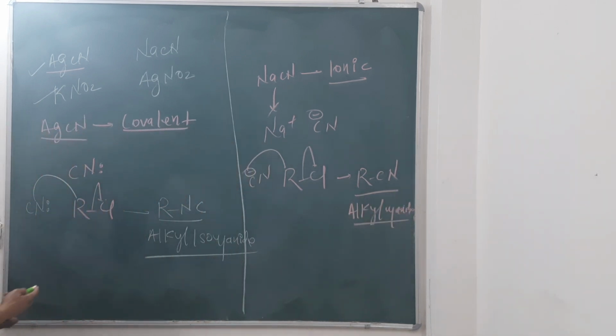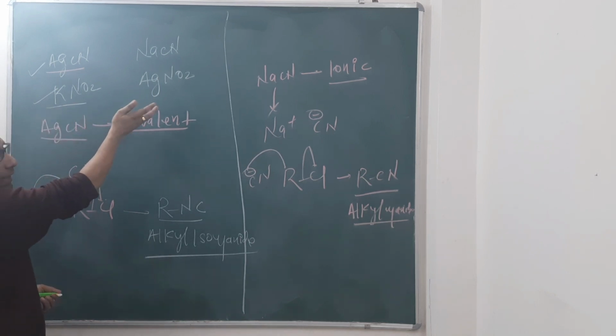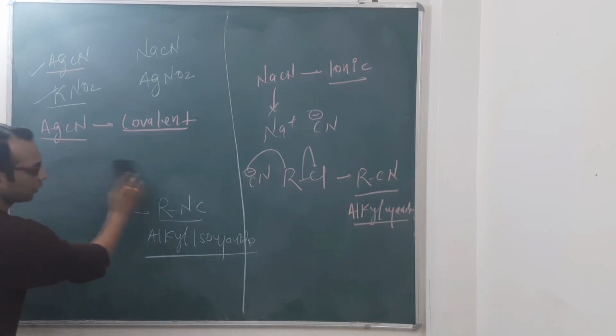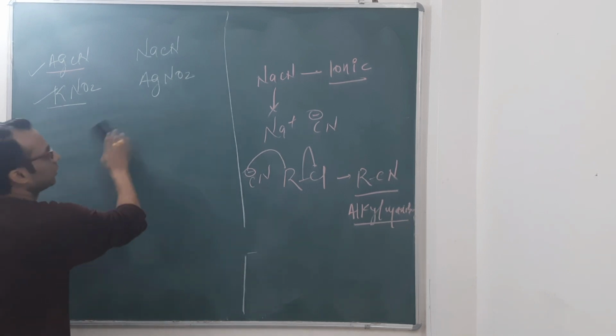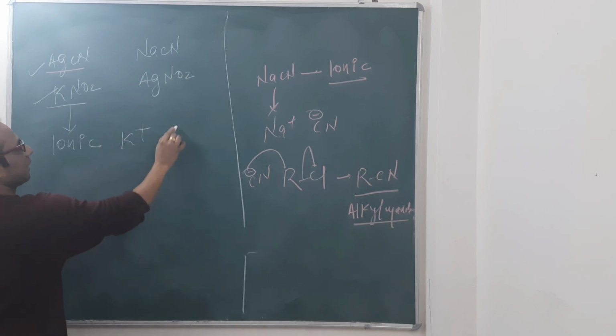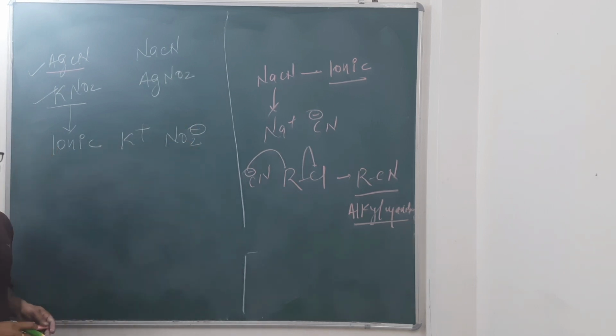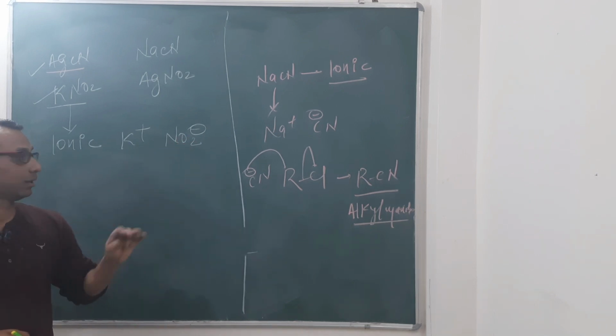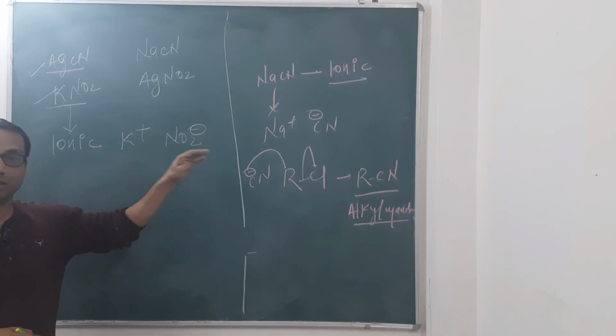Okay, now we talk about KNO2. The same logic will apply on KNO2 and AgNO2. What logic? KNO2 will behave as an ionic compound. So just note that. See, the KNO2, students, is what? Ionic compound. It will dissociate as K plus and NO2 negative. You can check here where the negative charge is. The negative charge is there on the oxygen atom. So oxygen will attack on the alkyl halides.